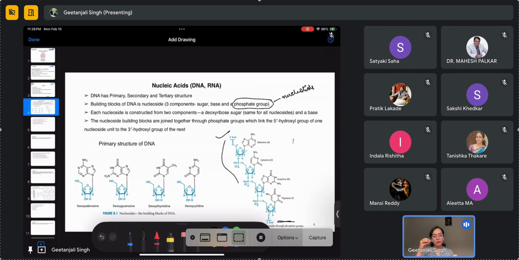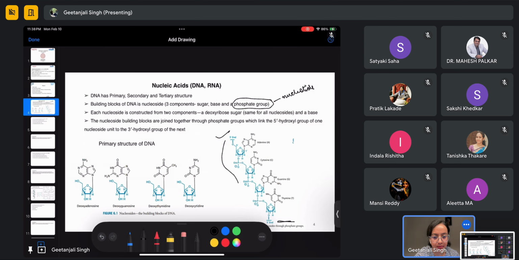Now, whenever we read about this base pair and everything, just wait a minute. I don't know what's happening. So, whenever we read the sequences, we read from 5 end to 3 end.